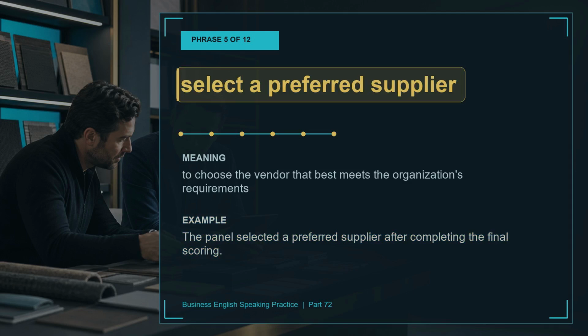Selection should follow documented evaluation and required approvals. Preferred status may still depend on successful contract negotiation. Use this phrase when the competitive assessment reaches a recommendation. Now repeat. Select a preferred supplier.